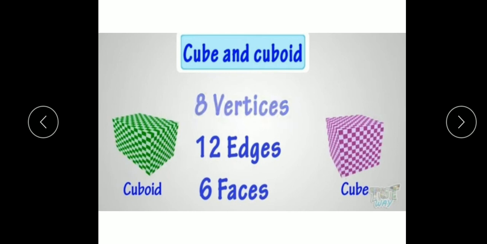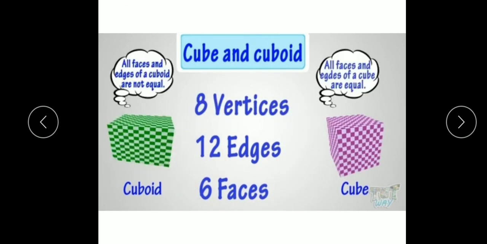Now, a cube and a cuboid have the same number of vertices, edges and faces. A cube and a cuboid have 8 vertices, 12 edges and 6 faces. But what is the basic difference between a cube and a cuboid? I told you, in a cube, all the faces and edges are equal. But in a cuboid, all the faces and edges are not equal. This is the basic difference.